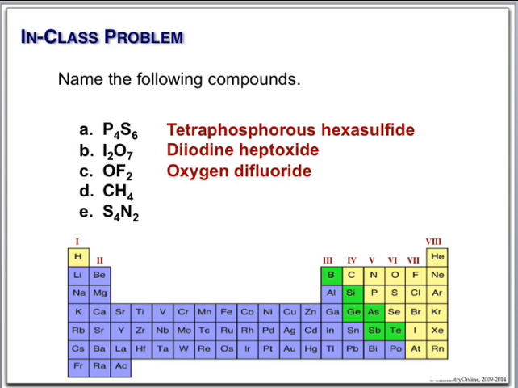Now this next one is a trick one. 1 carbon, so we'll call that carbon. 4 hydrogens, that's a tetrahydride, right? This is methane, natural gas. Nobody in their right mind would ever call it carbon tetrahydride. This is methane.